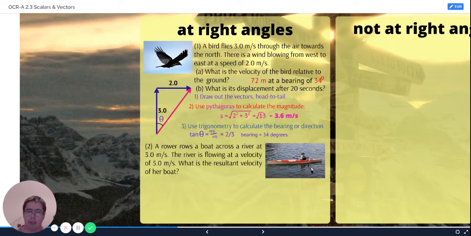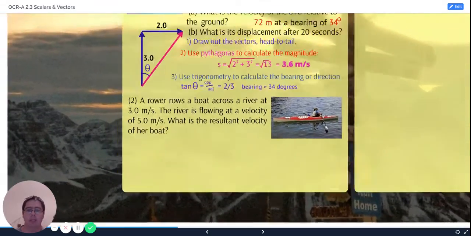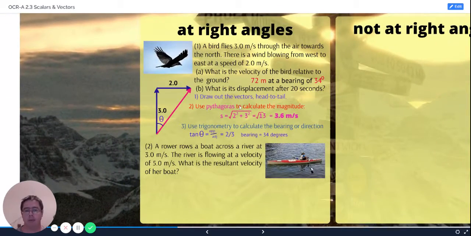With the displacement, if they're travelling at 3.6 meters per second for a time of 20 seconds, then 3.6 times 20 is just 72 meters. And again, the bearing that they're moving at is the bearing of their displacement, so 34 degrees.